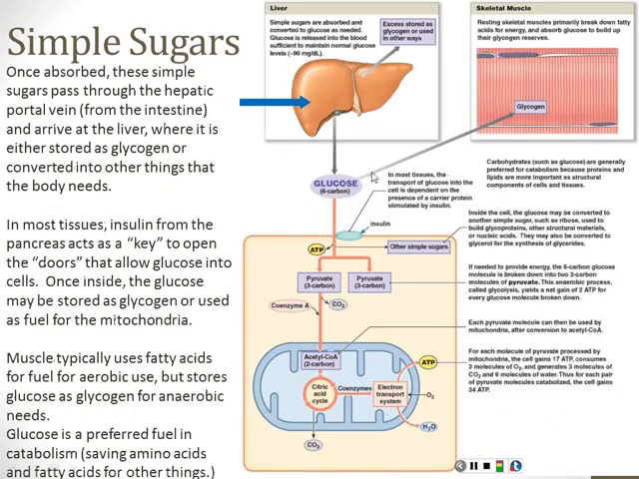Okay, so then what happens? So now we've gotten the simple sugars into the bloodstream, and they're going to flow to the liver through the hepatic portal system. So that's the big blue arrow here. So this is all those simple sugars coming in.